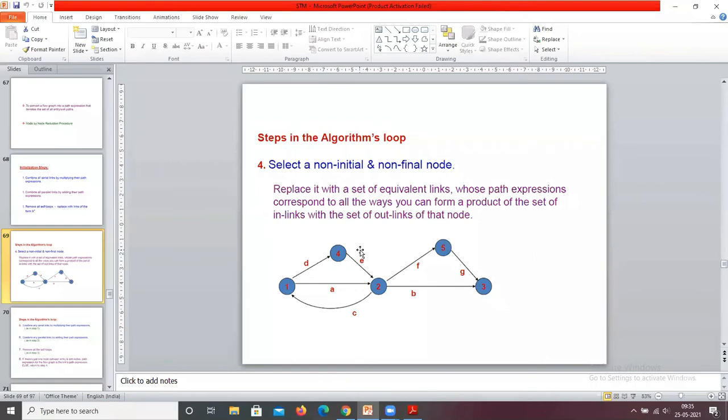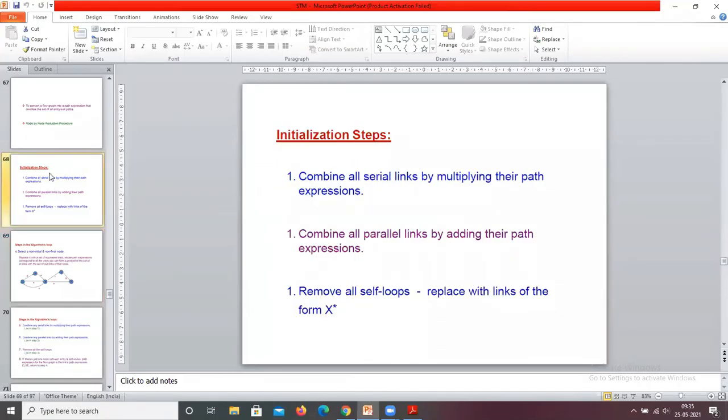The procedure is a node by node removal algorithm. In this, we have 8 steps. First we are going to discuss all these 8 steps, then we are going to see one example for reduction. The first ones are the initialization steps.